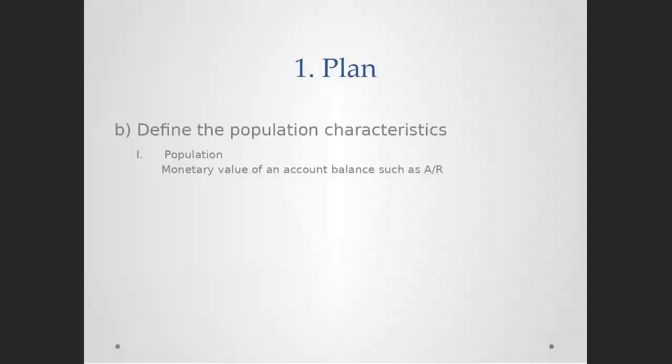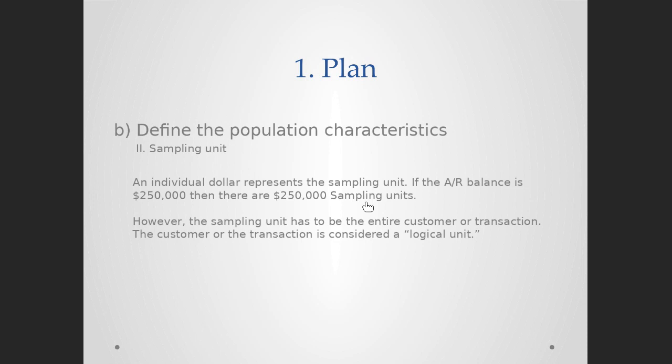So this is our first point under activity B. We go to the next point, and it says define the population characteristics, under which we have the second point, sampling unit. Now this is a very involved point, so try to understand. An individual dollar represents the sampling unit. If the accounts receivable balance is 250,000, then there are 250,000 sampling units.